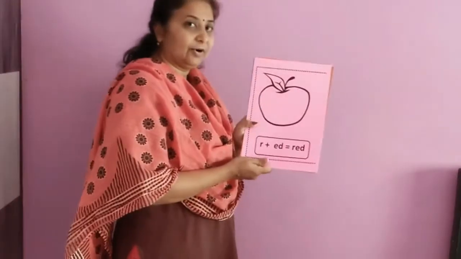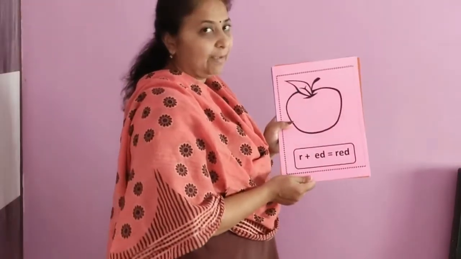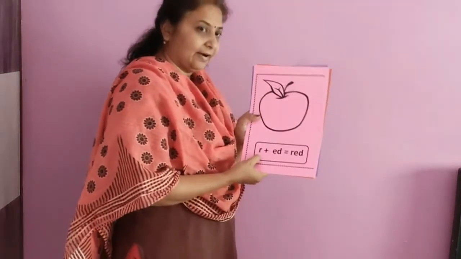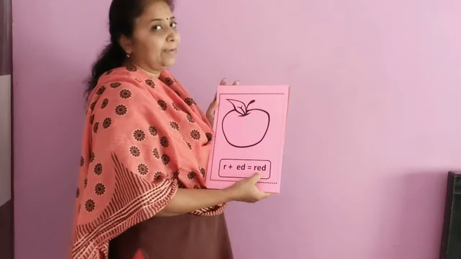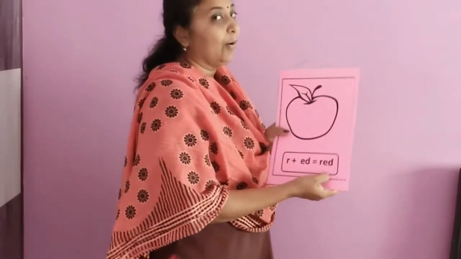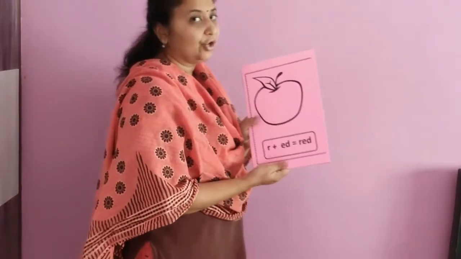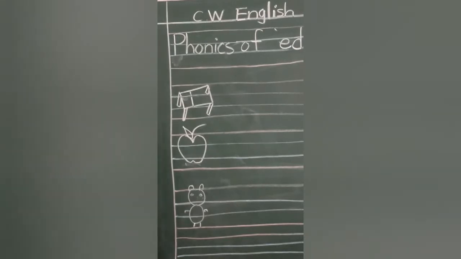Now which picture? What is this? This is an apple. R says R, ED, add, R add a red. What is the color of an apple? Red. Now how to write in your notebook? I will show you. Now I show you how to write in your notebook.